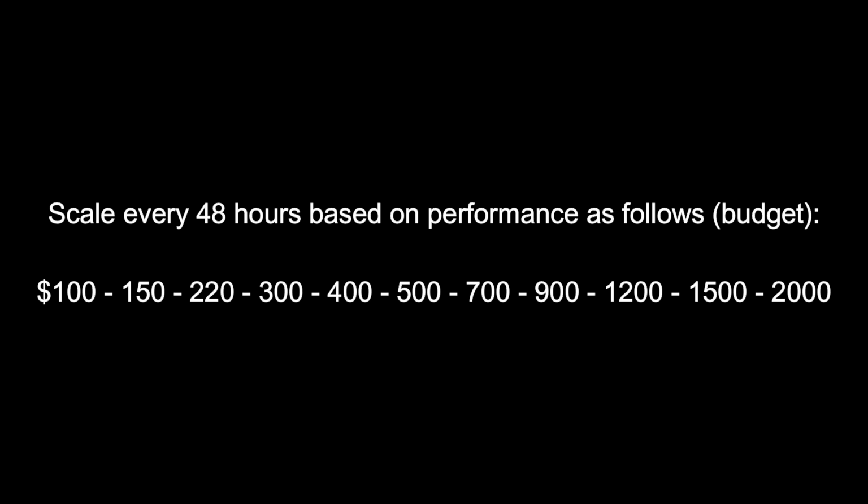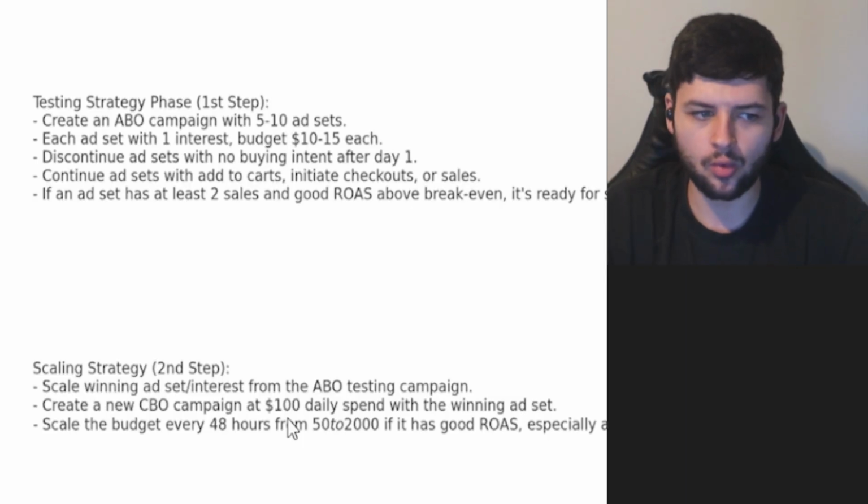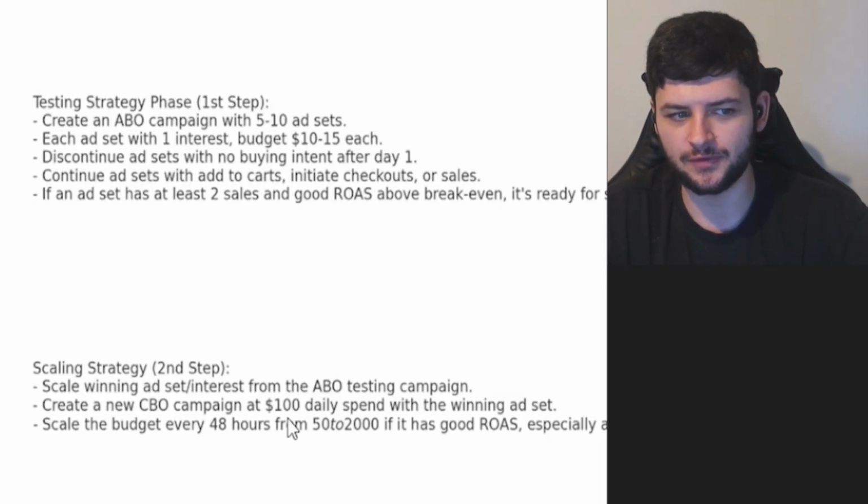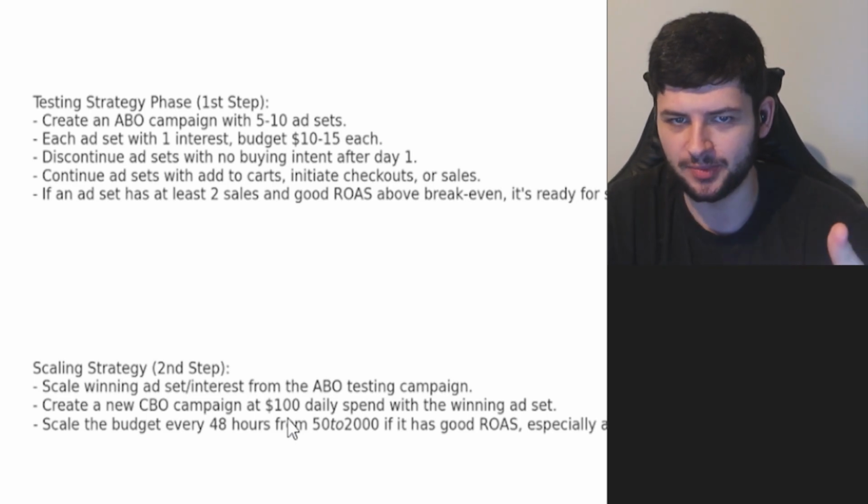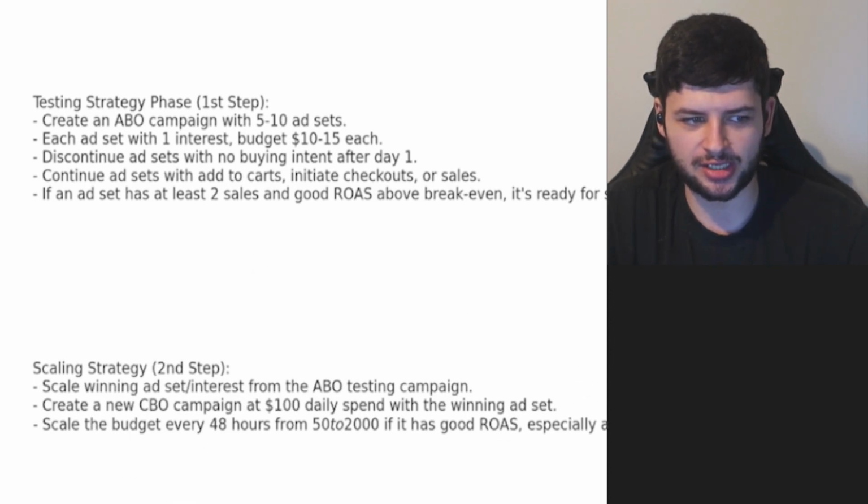You want to start at 100, then scale it to 150, 220, 300, 400, 700, $900, $1,200, $1,500, and then all the way up to $2,000. We don't scale one campaign above $2,000. If you want to scale above 2K, if you're doing really well, then you just duplicate the CBO at 2K, and keep duplicating it. So that's what we do for the first strategy for scaling.